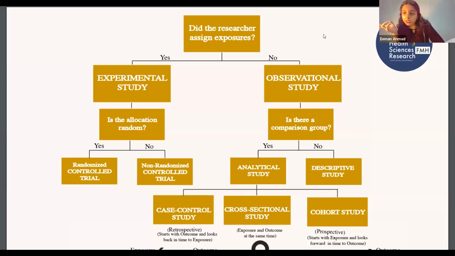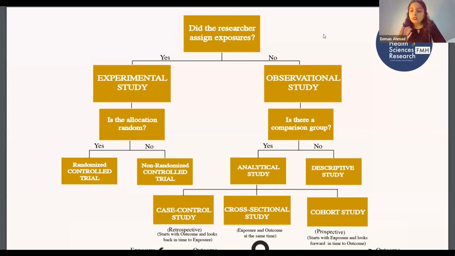Then case reports and case studies come in, in which you are looking at only one type of outcome. You are not looking at people who did not have that particular exposure, right? And if there is still a comparison group, then this becomes an analytical study because you are analyzing what effect that particular exposure had, right? And then in analytical studies, we have three different kinds of studies. The first one that we can discuss is cross-sectional studies.